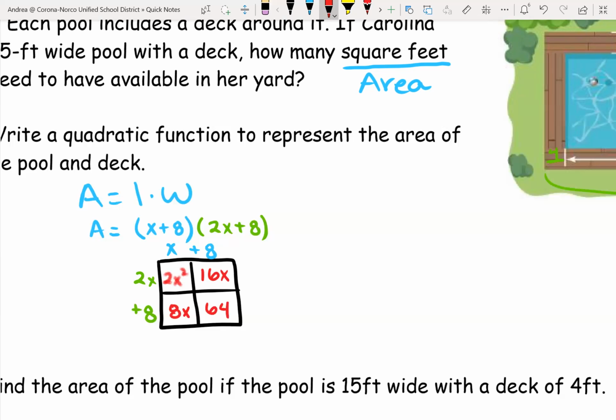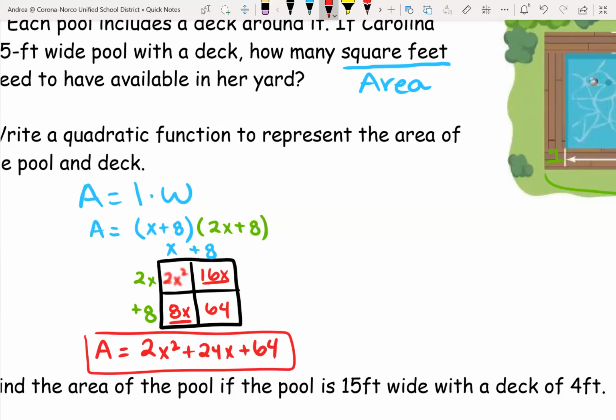Okay, so I get the area equals 2x squared, 16 and 8 is 24x, plus 64. So that is a quadratic function that represents the area of my pool and my deck together. Any questions over that?